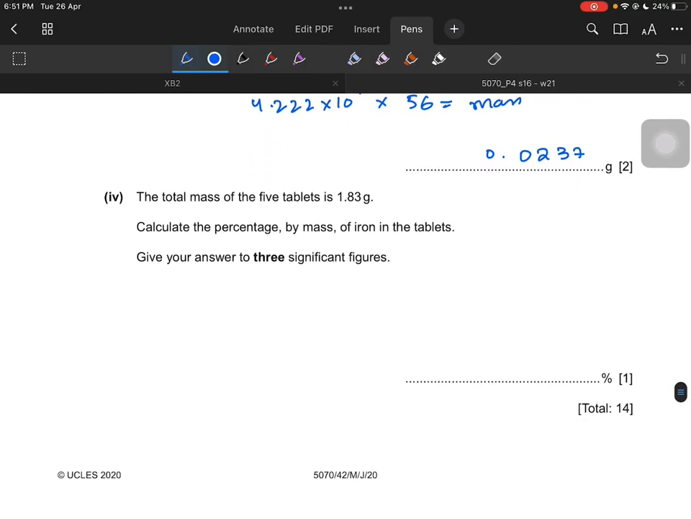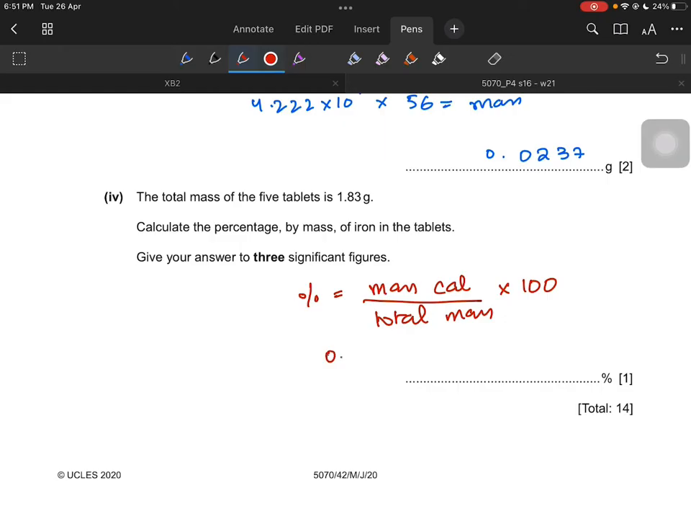The total mass of 5 tablets is 1.83 grams. Calculate the percentage by mass of iron in the 5 tablets. Give your answers to 3 significant figures. So the percentage is equal to the mass calculated divided by the total mass times 100. So the mass calculated by us was 0.0237, and the actual mass was 1.83 grams, times 100.